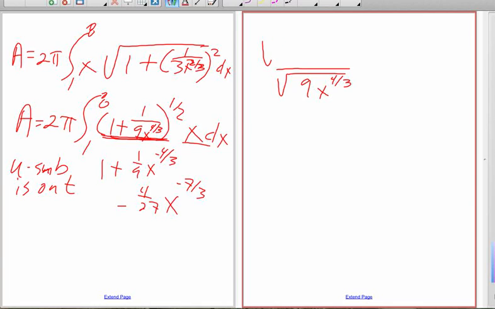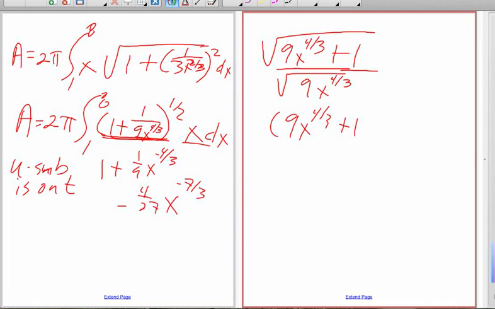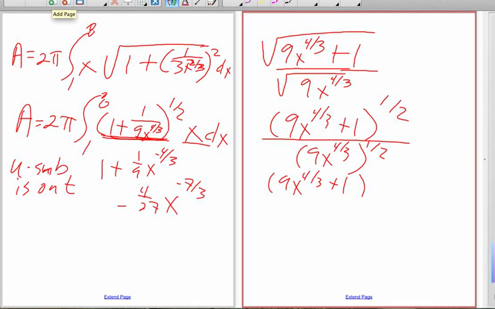And then on the top, I'm going to have the square root of 9x to the 4/3 plus 1. For right now, I'm going to leave the top alone. So I've got 9x to the 4/3 plus 1 to the 1/2 over 9x to the 4/3 to the 1/2. Remember, we multiply these things. So now I'm going to end up with 9x to the 4/3 plus 1 over 3x to the 2/3, all to the 1/2.